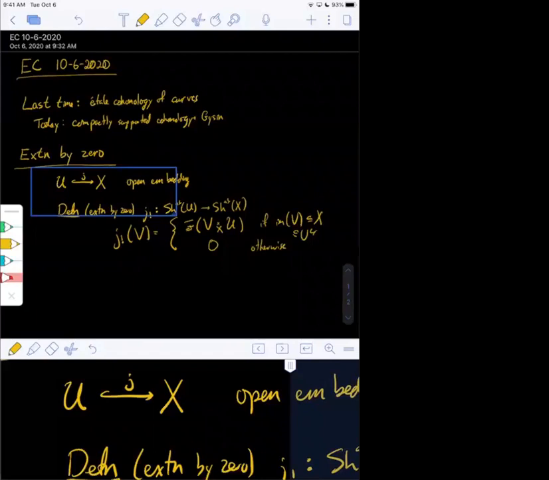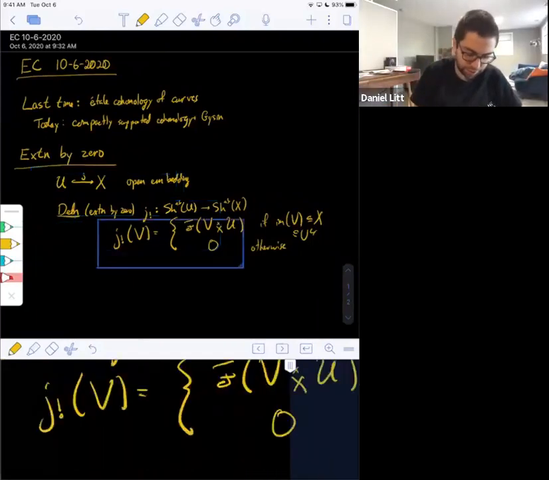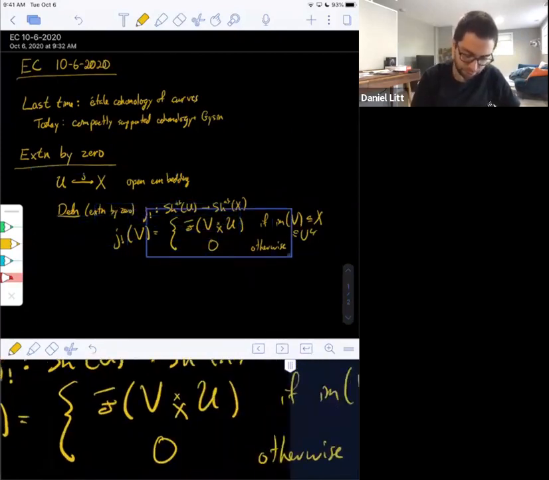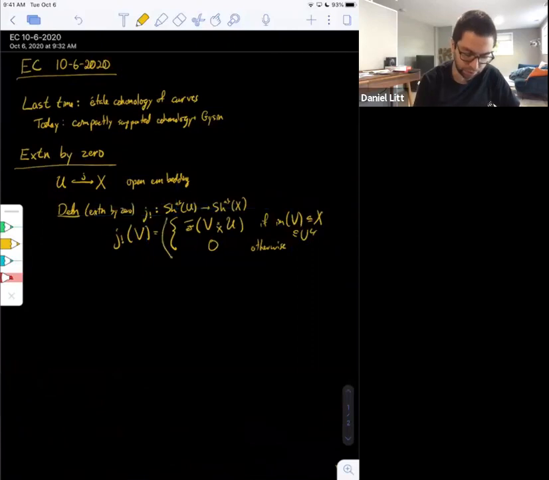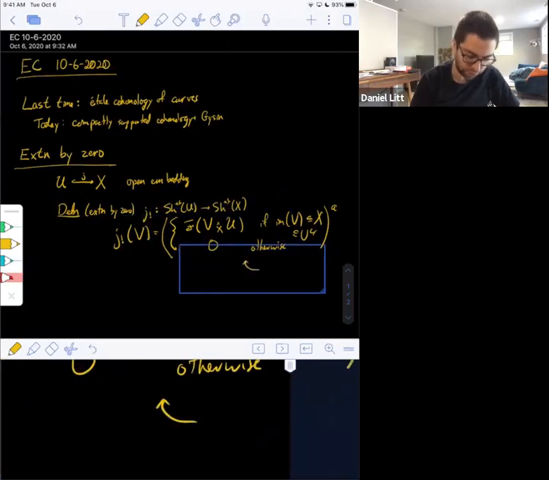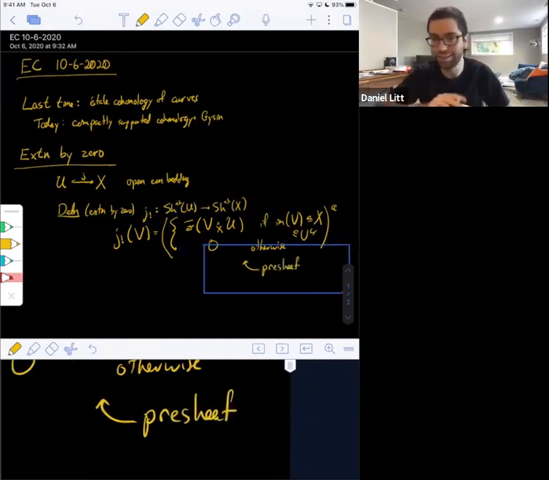Is it a presheaf or already a sheaf? Sorry, you're absolutely right. This is just a presheaf, and then you have to sheafify it. Here the notation denotes the sheafification. So this is actually just a strict presheaf. Thank you so much for that correction. I'm still drinking my coffee today.